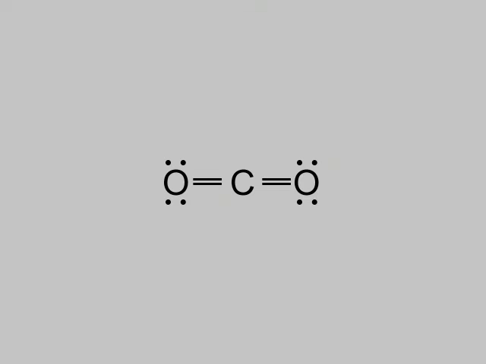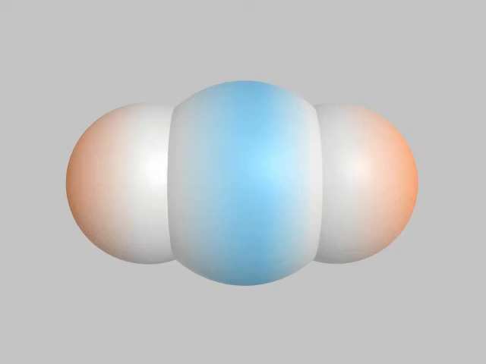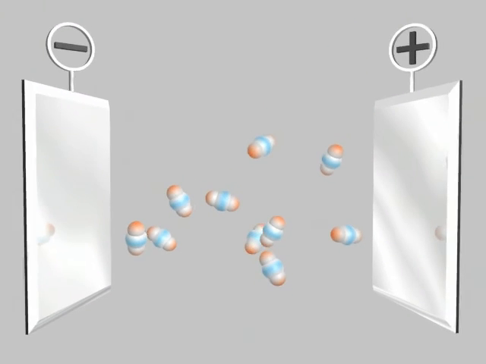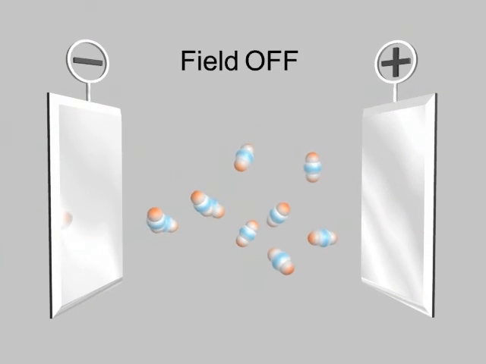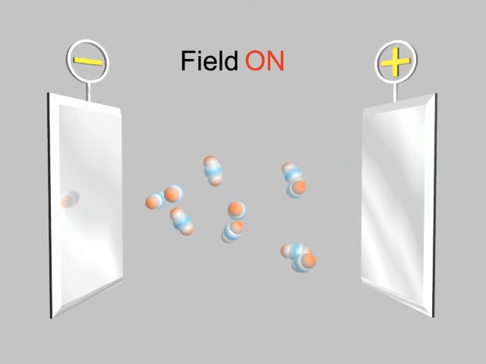crucial way. For example, in carbon dioxide, since oxygen is more electronegative than carbon, each bond is highly polar. But the linear molecular shape makes the bond polarities cancel each other, so the CO2 molecule is nonpolar. Notice that the orientation of the molecules is random, whether the field is off or on.